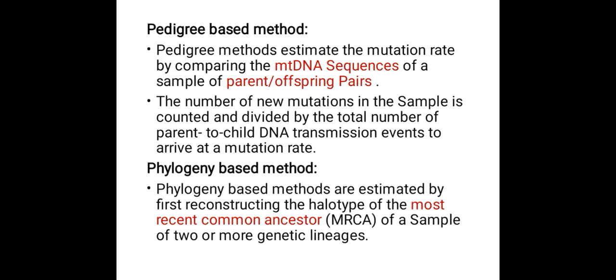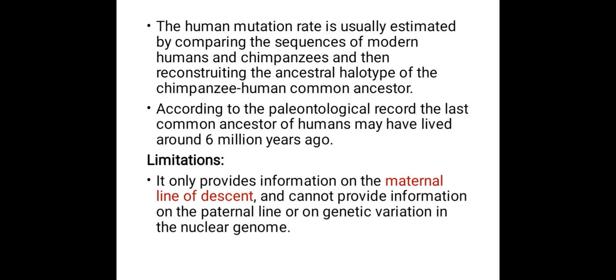Then phylogeny-based methods are estimated by first reconstructing the haplotype of the most recent common ancestor, or MRCA, of a sample of two or more genetic lineages. The human mutation rate is usually estimated by comparing the sequences of modern humans and chimpanzees and then reconstructing the ancestral haplotype of the chimpanzee-human common ancestor. Then, according to the paleontological record, the last common ancestor of humans and chimpanzees may have lived around 6 million years ago.